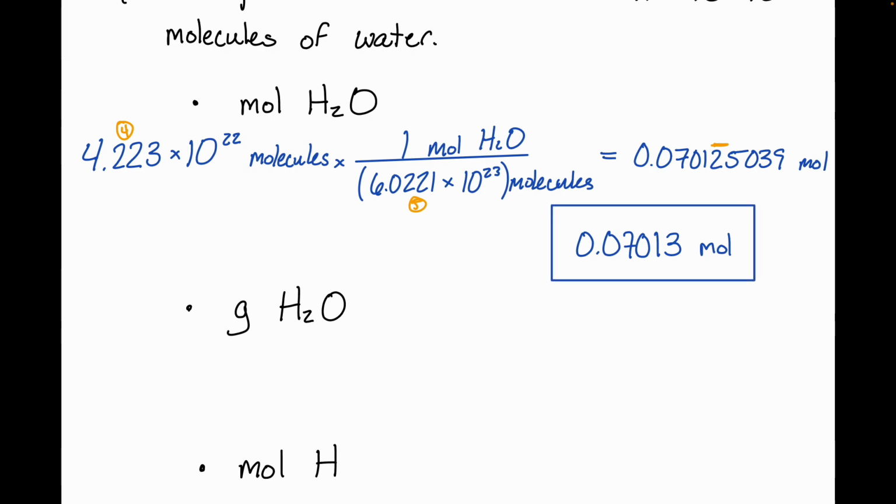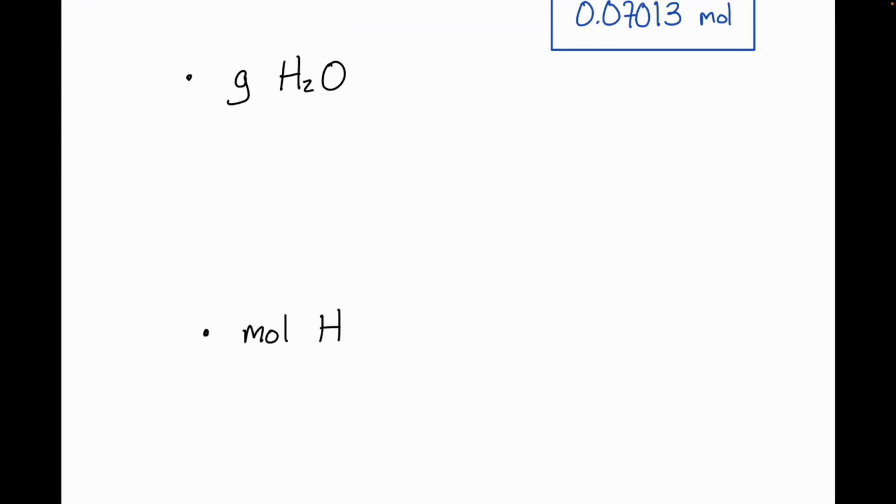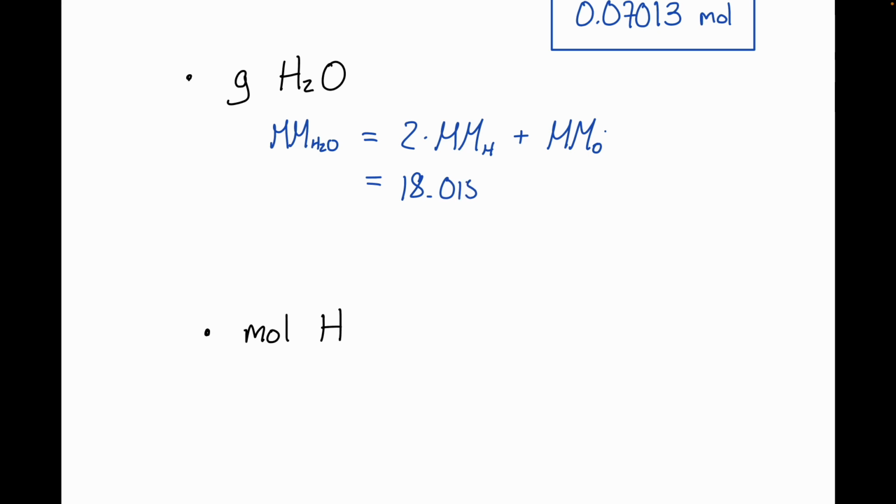Okay. How am I going to get to grams of water? What am I going to have to use? Molar mass. Okay, so first thing you would have had to have done is gone to your periodic table. Okay, the molar mass of water would be 2 times the molar mass of hydrogen plus the molar mass of oxygen, which works out to be 18.01528. Again, we're just going to take all the digits, grams per mole.